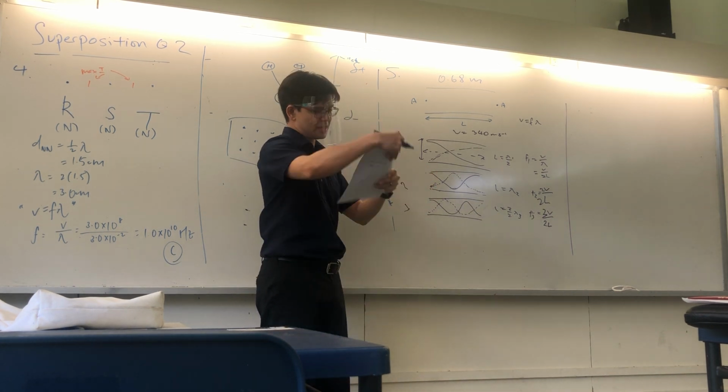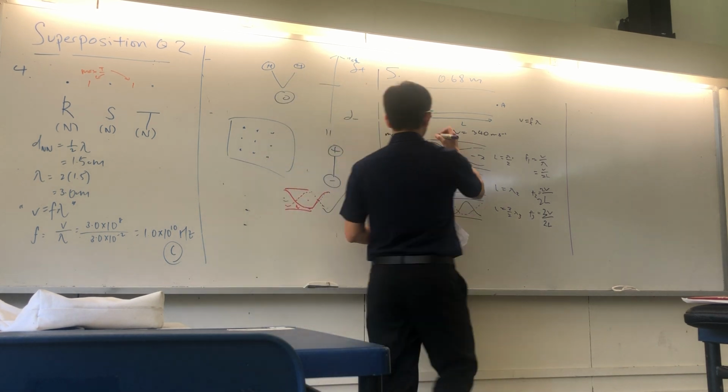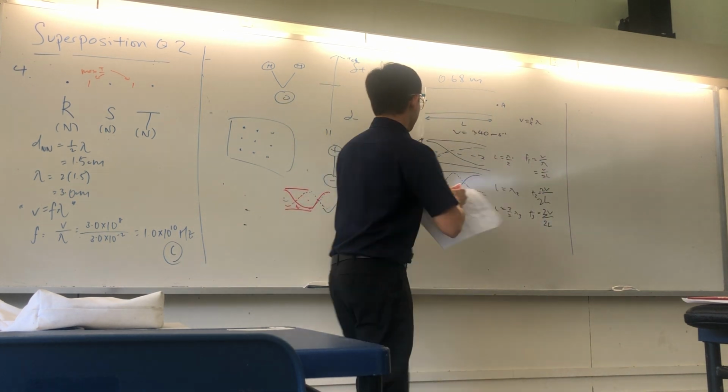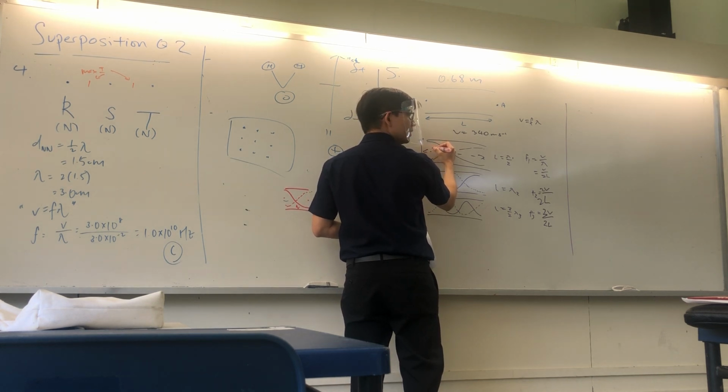Okay, so now we're done with this part A. We are supposed to label the nodes and antinodes respectively. So it is, Ethan, can you help me? Yeah, it's nodes and antinodes. Okay, then?